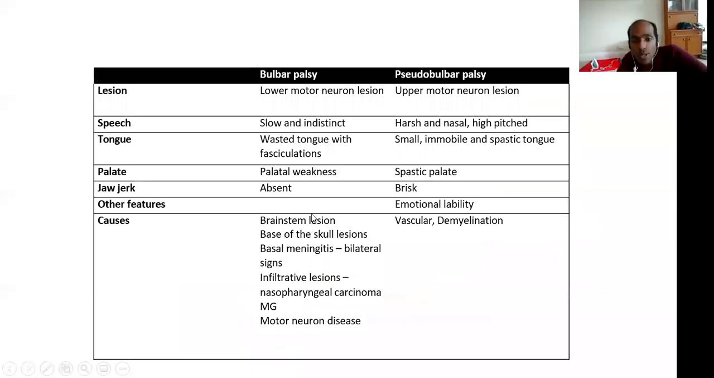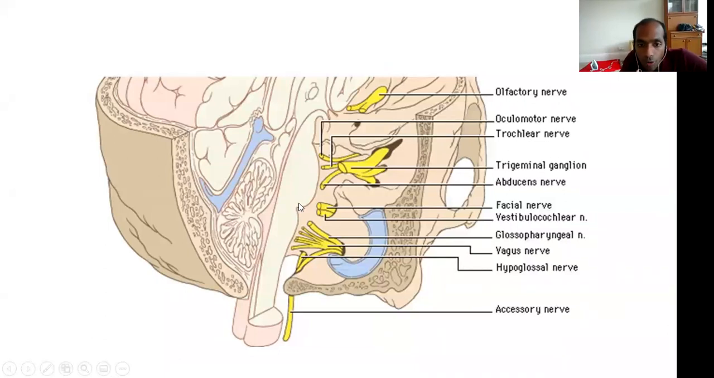And I have given you a set of causes. Base of skull lesions, basal meningitis, nasopharyngeal carcinoma. You get involvement of these cranial nerves as they exit the skull base.